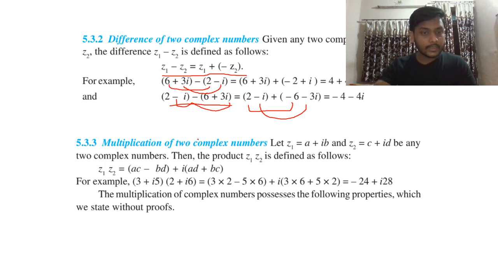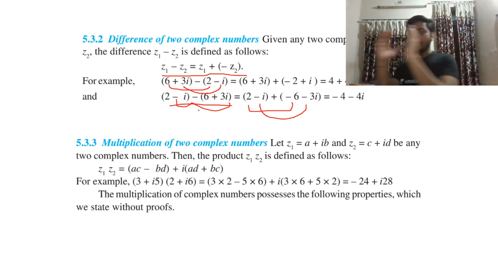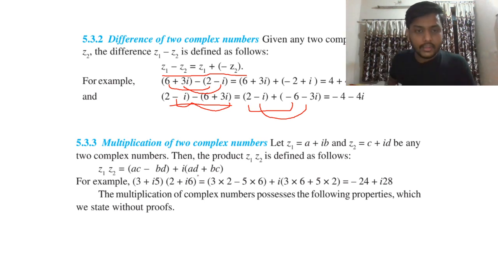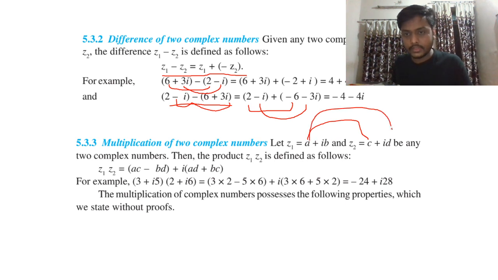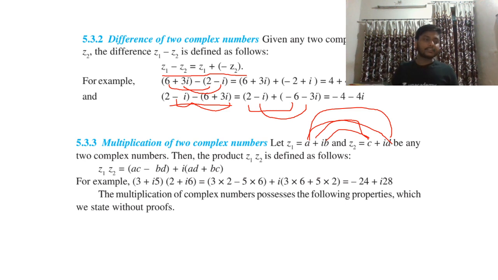Then we have the multiplication. To discuss multiplication we need some time, and that is not possible over here. When we multiply, just like we do (a plus b) into (c plus d), exactly the same way we do it here. So this into this plus this into this, and then plus this into this plus this into this. That's how we multiply two complex numbers.